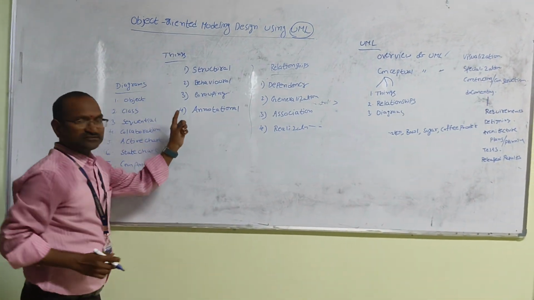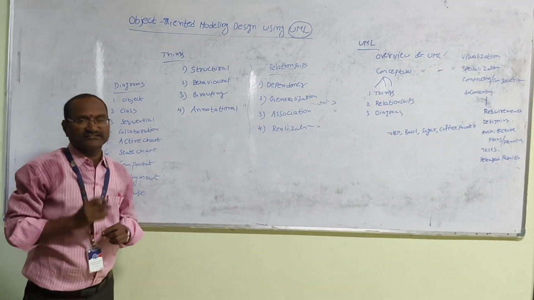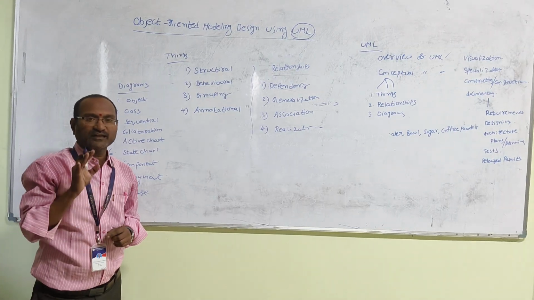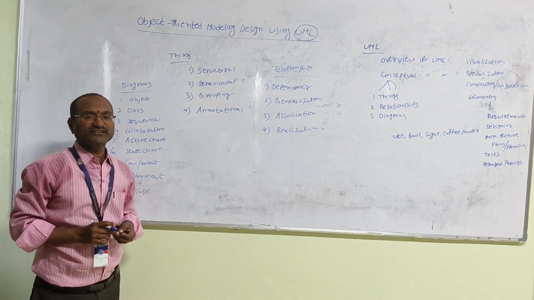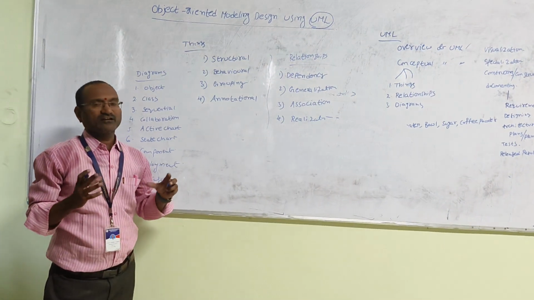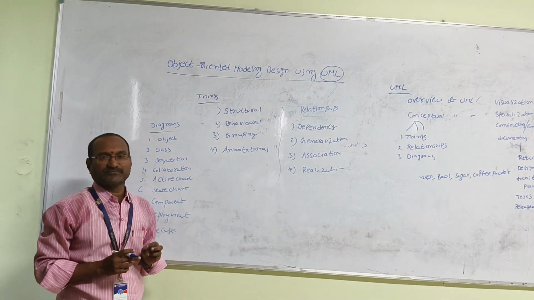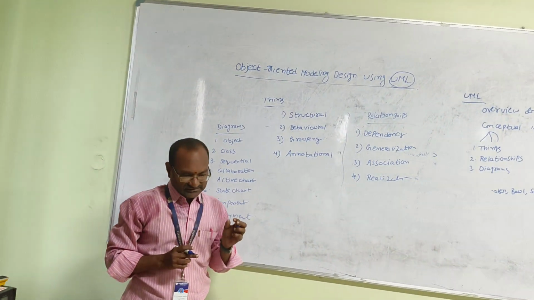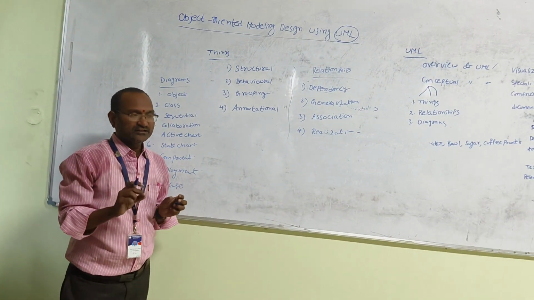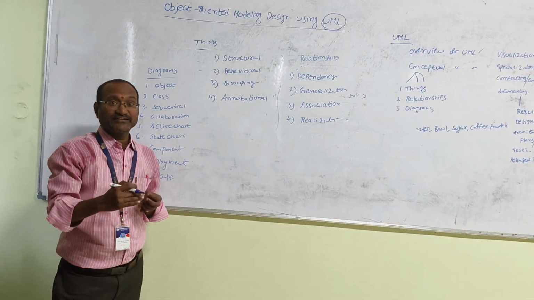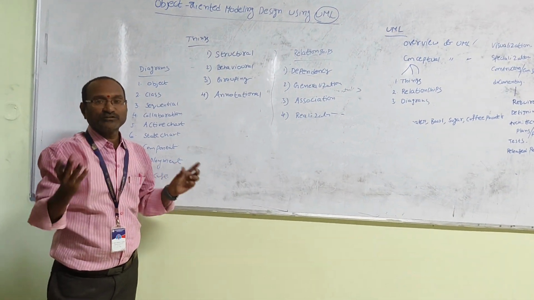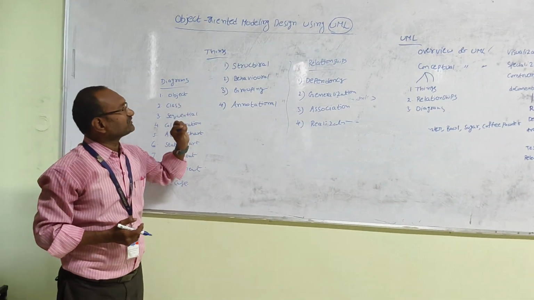Okay, so first we are discussing the things: structural things, behavioral, grouping and annotational. The first one, structural things, contains a lot of steps. Your building process is simply structural steps. In the structural steps process, we can define the modeling simply, but the development process is more difficult. That is the structural things.